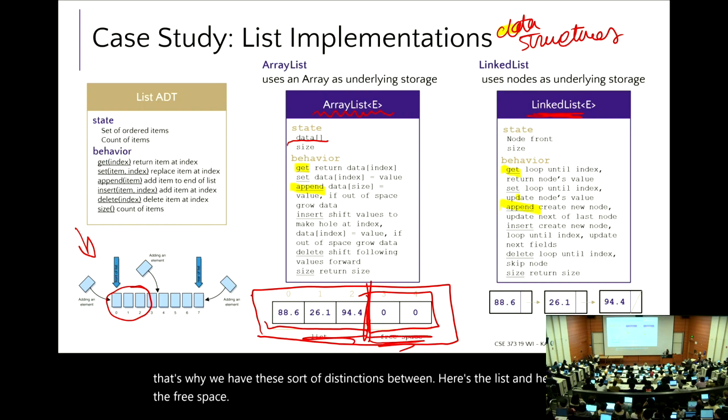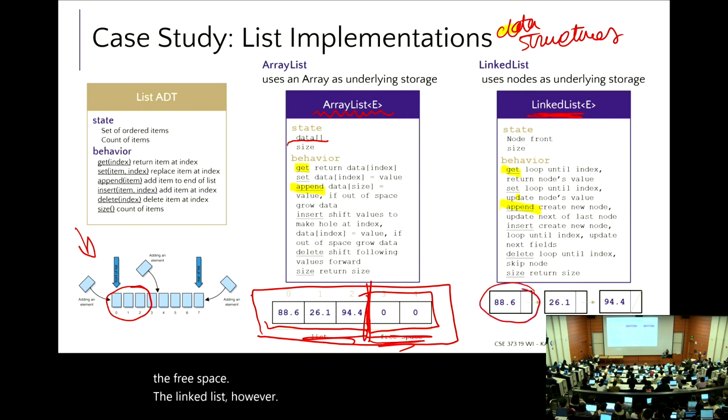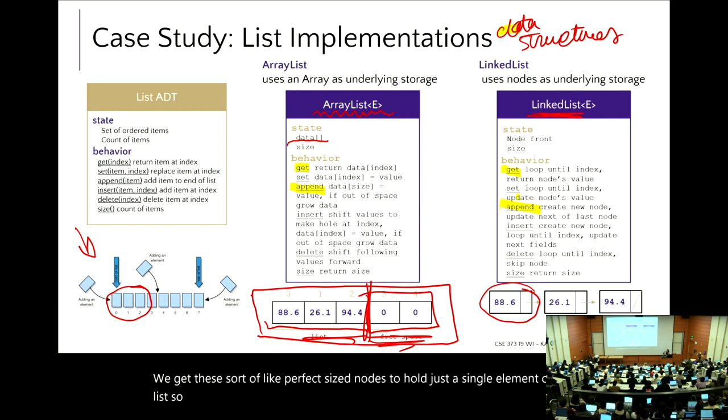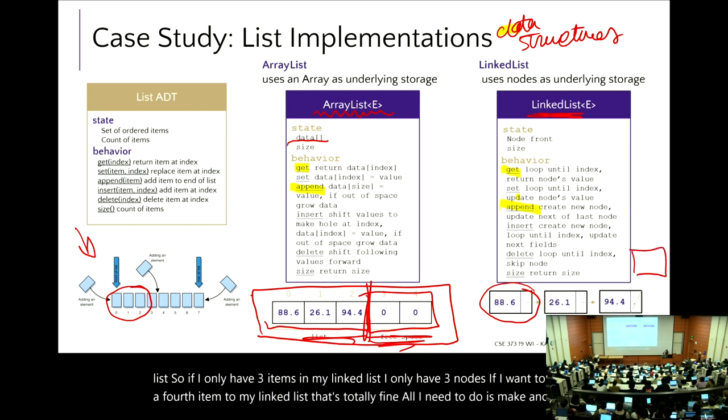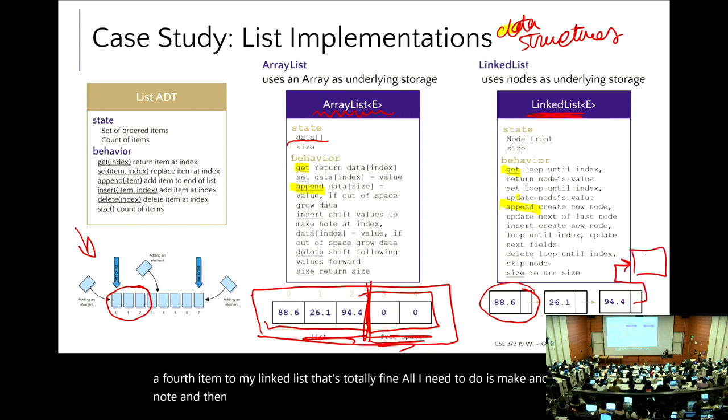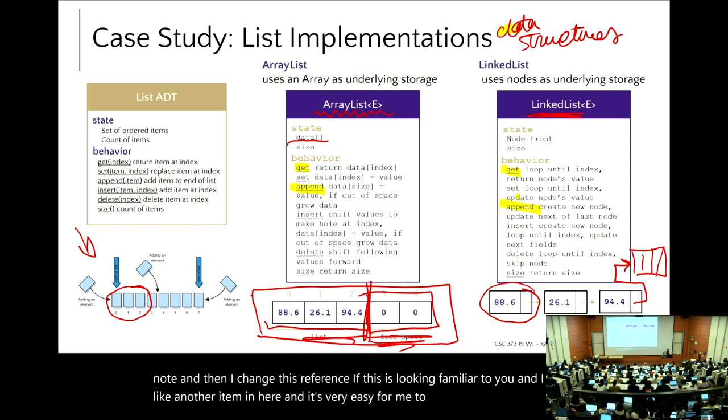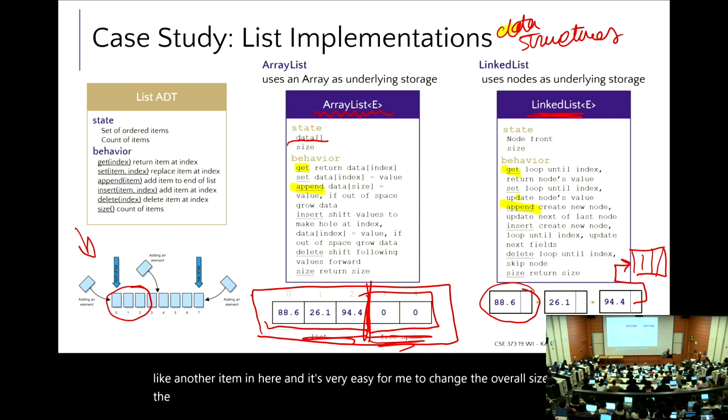The linked list, however, gives us perfectly sized nodes to hold just a single element of the list. So if I only have 3 items in my linked list, I only have 3 nodes. If I want to add a 4th item to my linked list, that's totally fine. All I need to do is make another node, and then I change this reference, if this is looking familiar to you, and I put another item in here. And it's very easy for me to change the overall size of the linked list because I am not limited by having to make an array that can't grow or shrink.